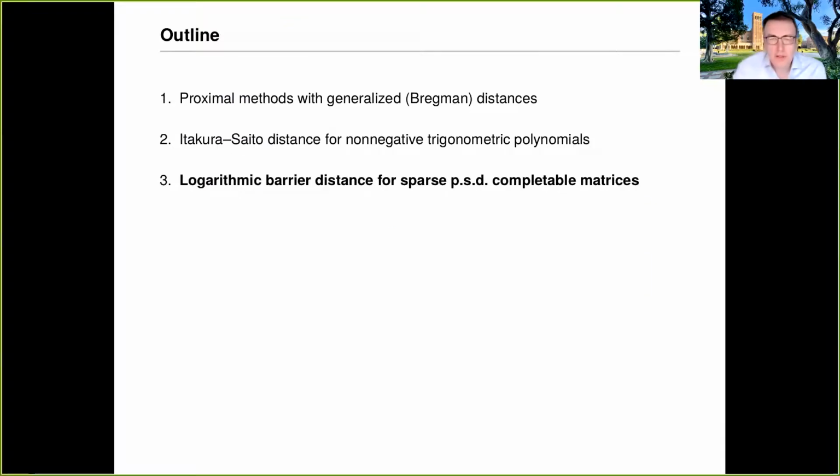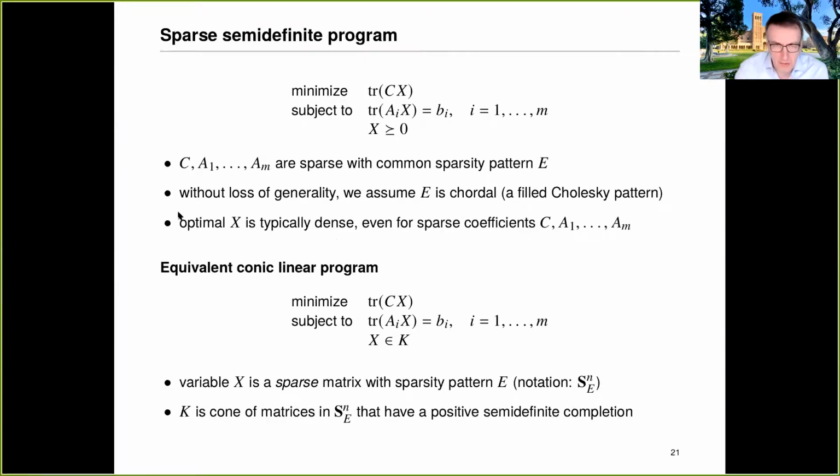Then, with the time that remains, we'd like to follow the same approach and look at the other type of application that I mentioned in the beginning, where we look at sparse semi-definite optimization problems, where C and AI are also very sparse. We'll denote the sparsity pattern by E. So E is actually the union of the non-zero positions in all the coefficients. We can assume, without loss of generality, that E is a chordal pattern, so it's the permuted filled Cholesky pattern.